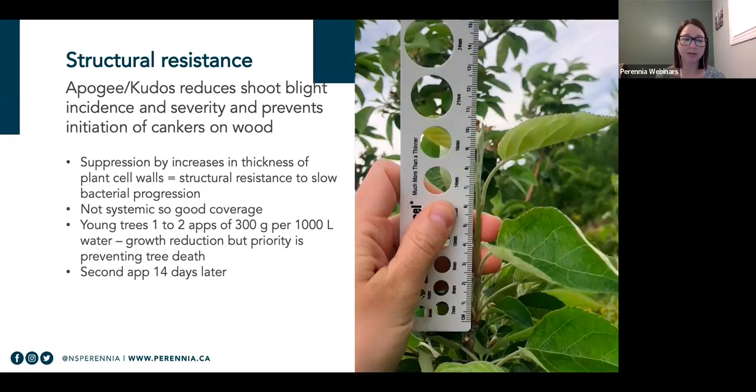And if you're looking at putting it on young trees, usually a lower rate is used. So 1 to 2 applications at 300 grams per 1,000 liters of water. And you would expect to see some growth reduction from that treatment, but the priority is really in preventing tree death, especially on those very susceptible varieties. And the label also says to do that application 14 days later. So you're making sure that you've got that continuous structural resistance.